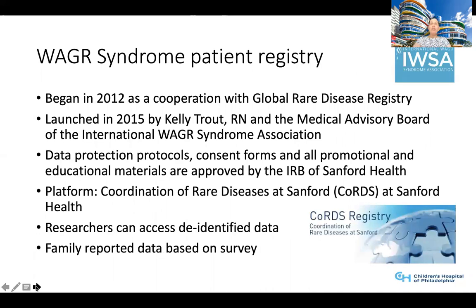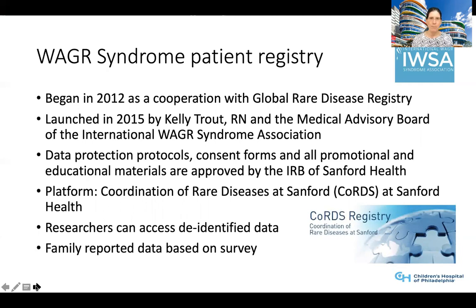the WAGR Syndrome Patient Registry that was initially conceptualized in 2012 in cooperation with the Global Rare Disease Registry, and then further launched by Kelly Trout and the Medical Advisory Board of the Association back in 2015. Understanding how a patient registry works is complicated because you need ways to protect the data, have consent forms so families can consent into the research, and then spread the information about the registry to the families involved.